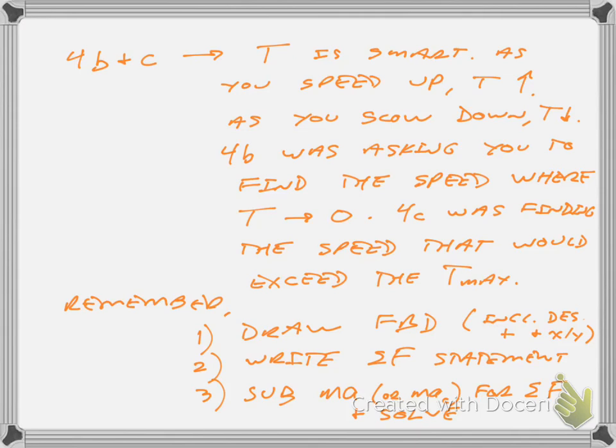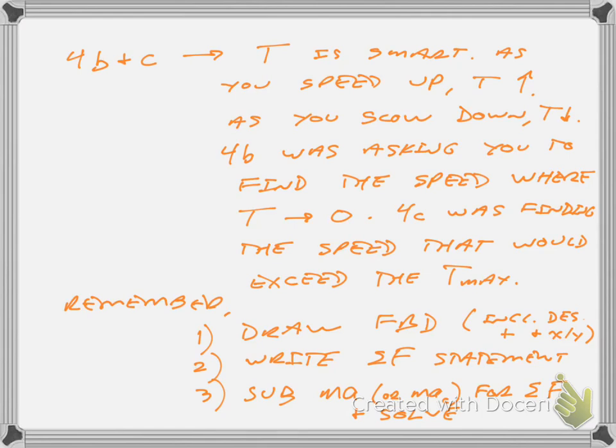And then 4c was the opposite, right? You were going to increase the tension until it breaks, and so we were finding the speed that would exceed T max. And then remember, this should be your three-step process for every single Newton's second law problem. Draw the free body diagram, including designating the positive direction of the x and y axes, keeping in mind my rule number 1, if there's an acceleration, make it along an axis and positive if possible.